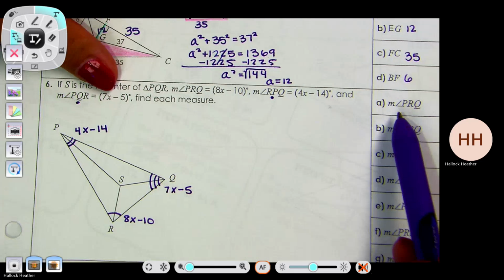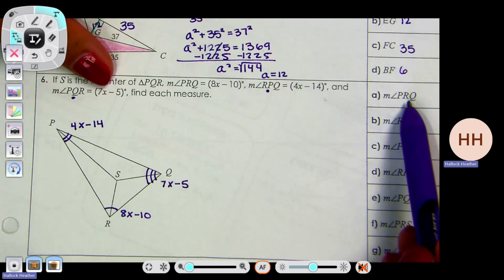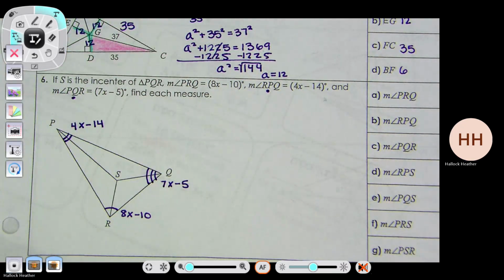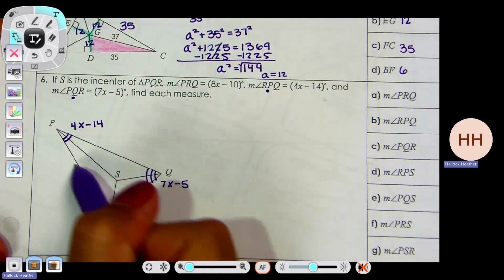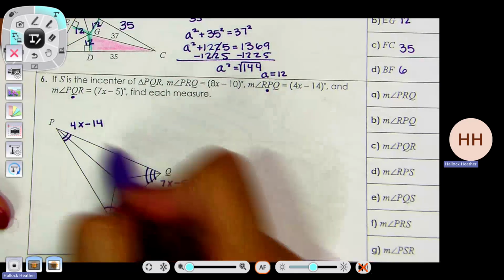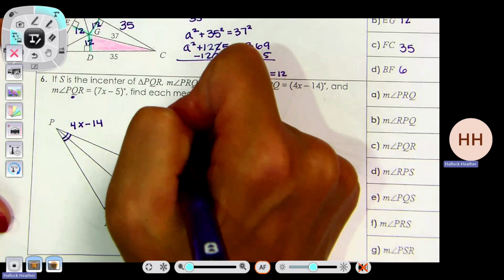So I need to find each measure, meaning the amount. So what should I do with all of these to solve for x? What kind of equation? Yes, because a triangle equals 180. Not only does each small triangle equal 180, the whole thing as a whole equals 180. So we're going to add all of these. We're going to equal it to 180.